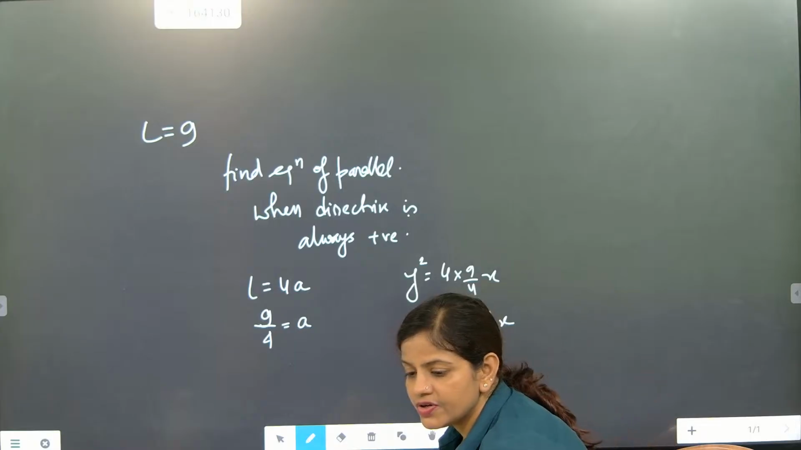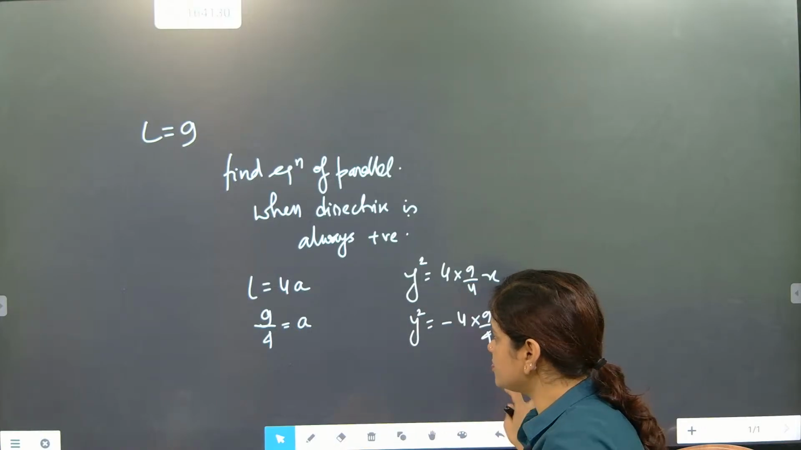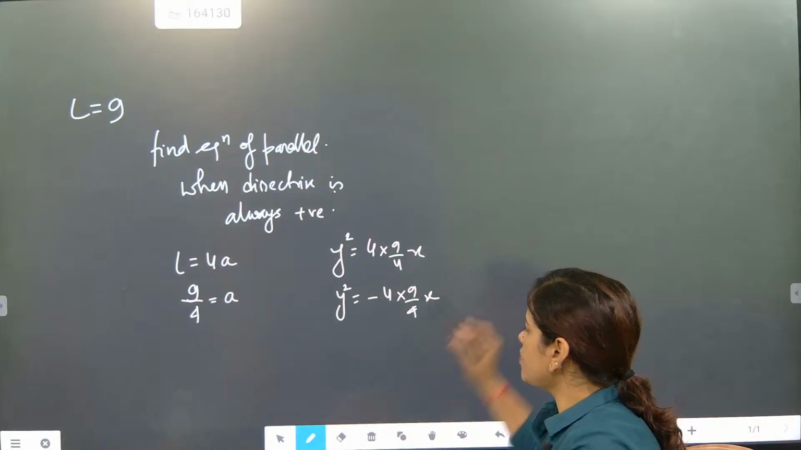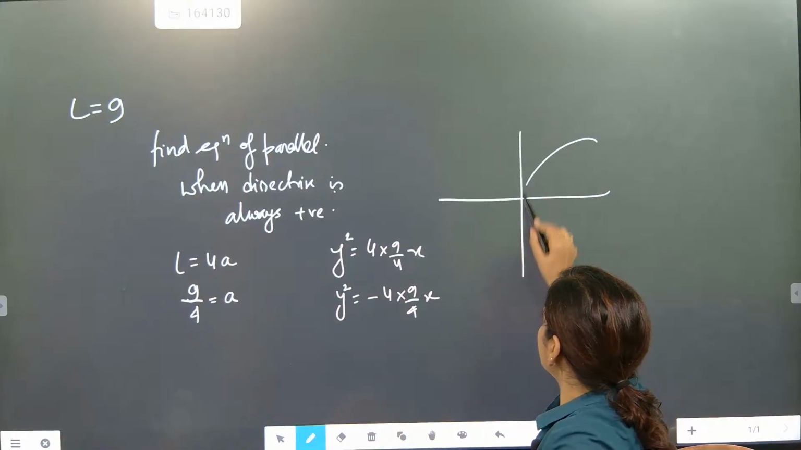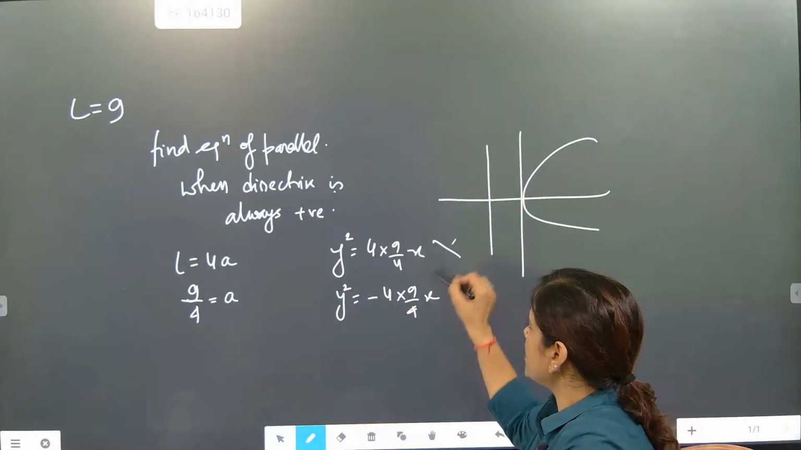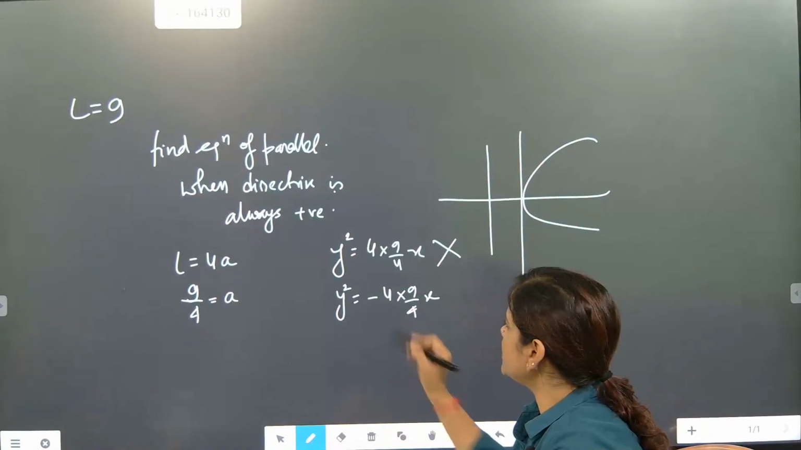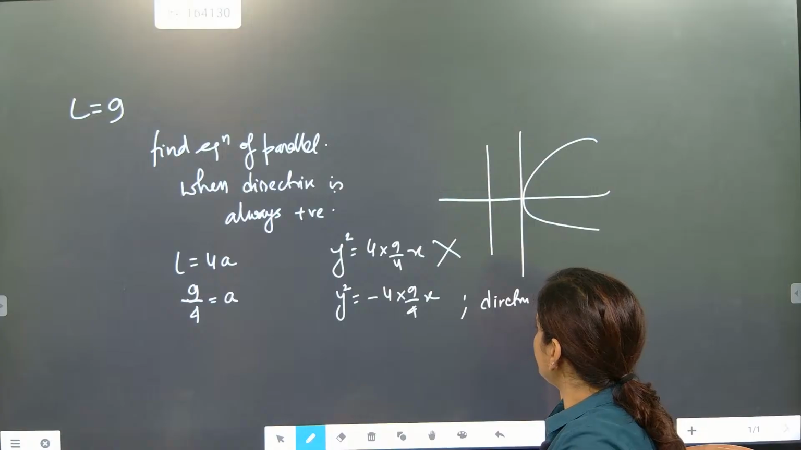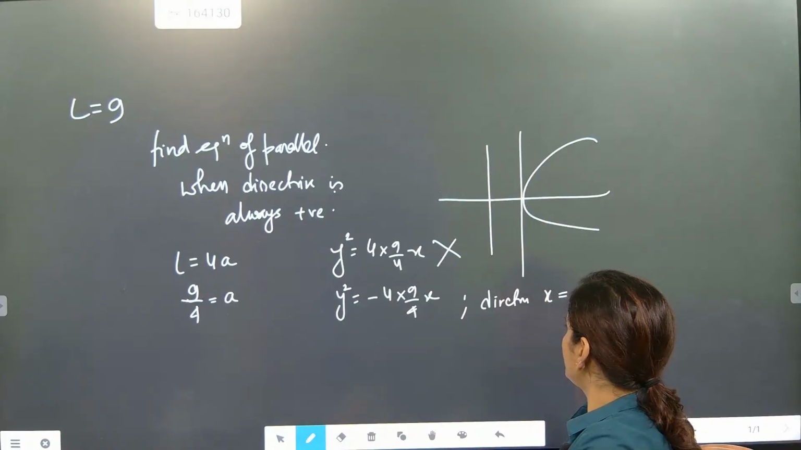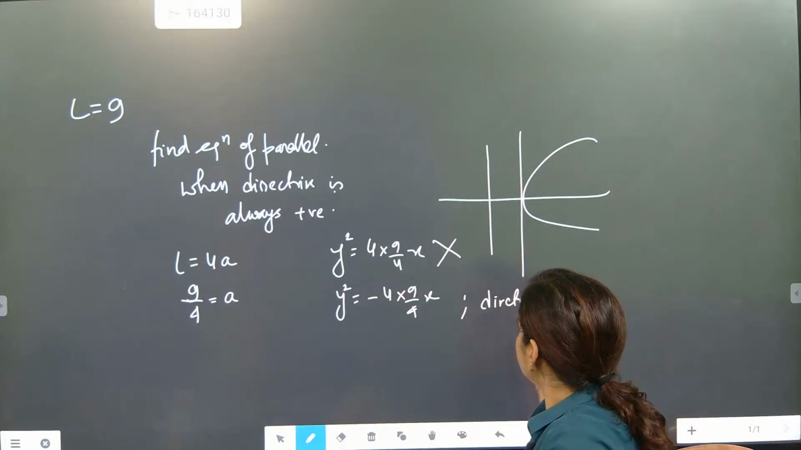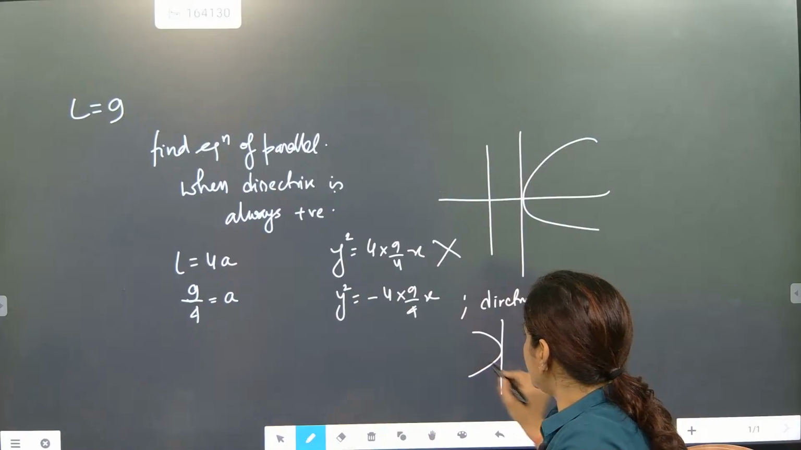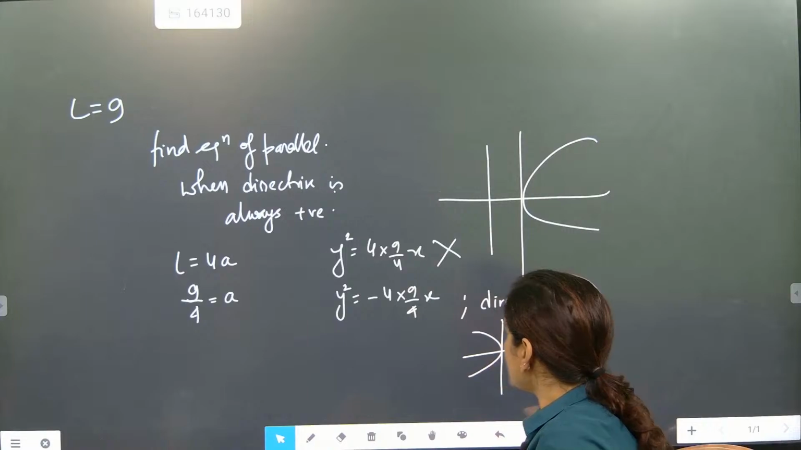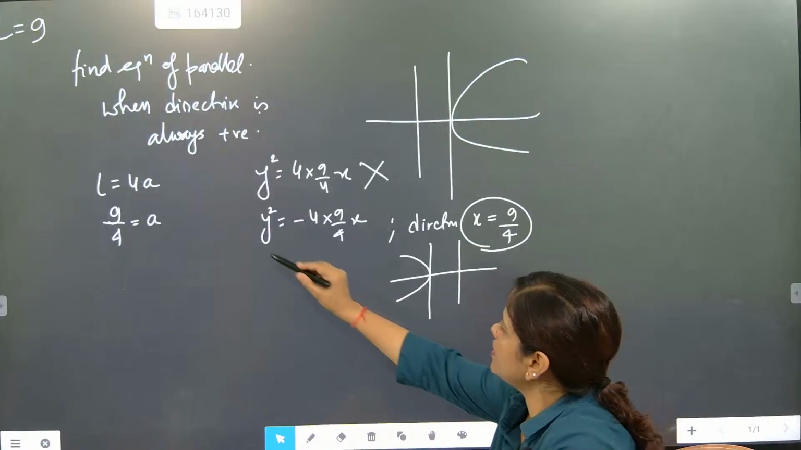But they're telling us the equation of the directrix must be positive. So if the parabola opens like this, the directrix is negative, so this part we will not take. Wherever the parabola is negative, the directrix will be on the other side. In this case, the directrix will be x is equal to 9 by 4. Understood? When the parabola's mouth is here, the directrix equation x is equal to 9 by 4 is positive, so this answer can be accepted.